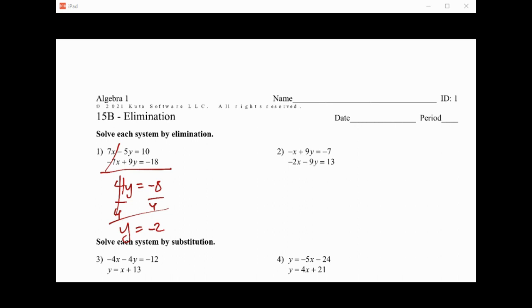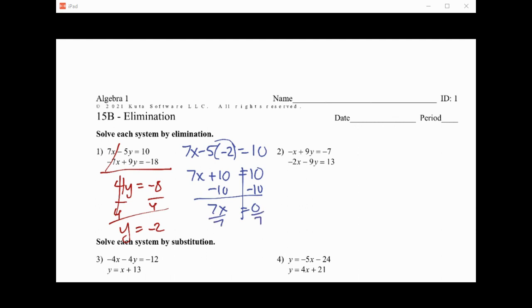So it's going to be 7x minus 5 times negative 2 equals 10. And then 7x plus 10, because I just multiplied those together, equals 10, and then it's just a two-step equation. So minus 10 on both sides, and divide by 7, and then you find x. So the point would be the point 0, negative 2.